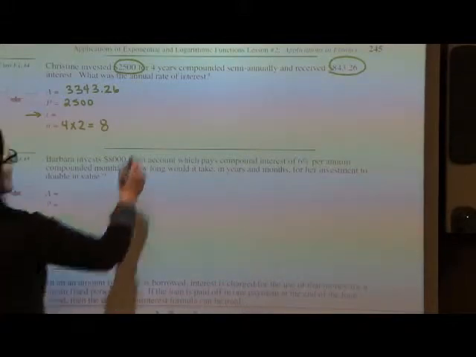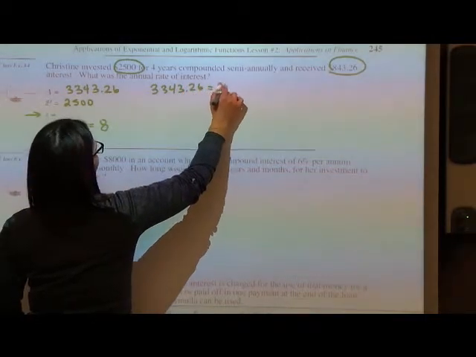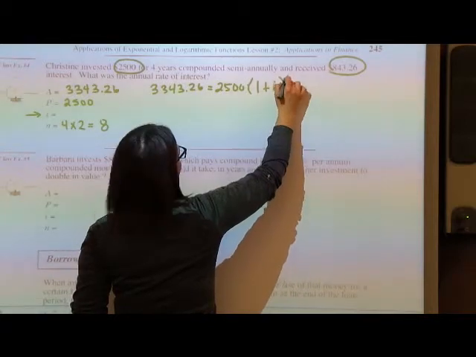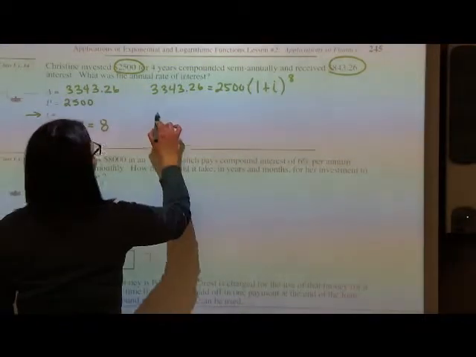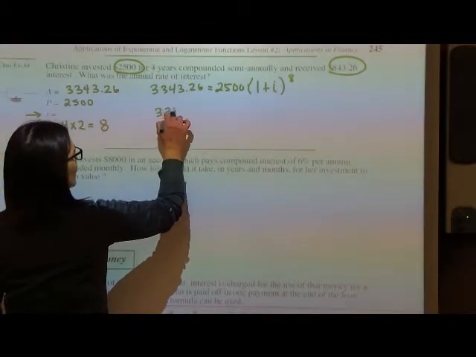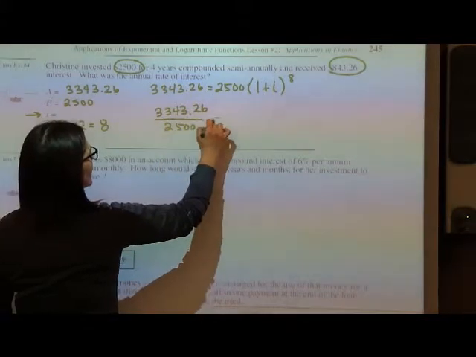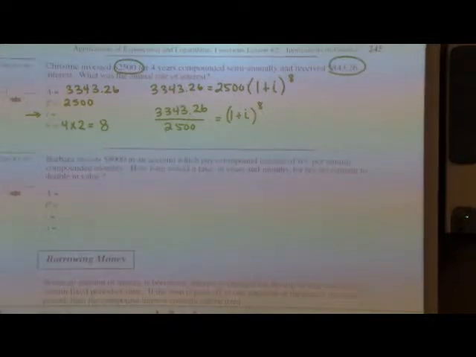So when I put this into the calculator, 3343 would equal 2,500 times 1 plus i to the power of 8. So how would I solve this? Divide by 2,500 on both sides. Okay, so 3343.26 divided by 2,500 becomes 1 plus i to the power of 8. Well, how do I deal with that power of 8?